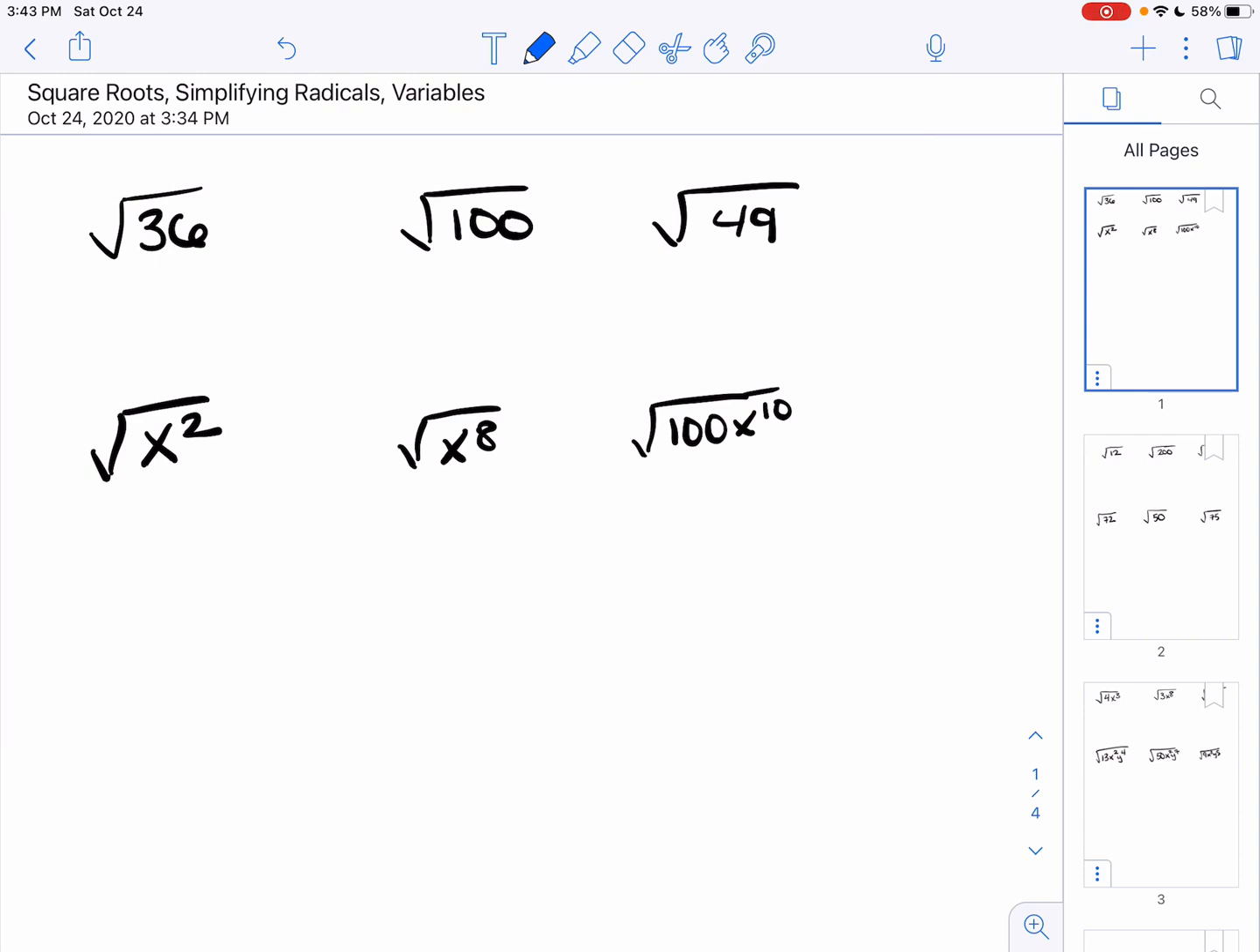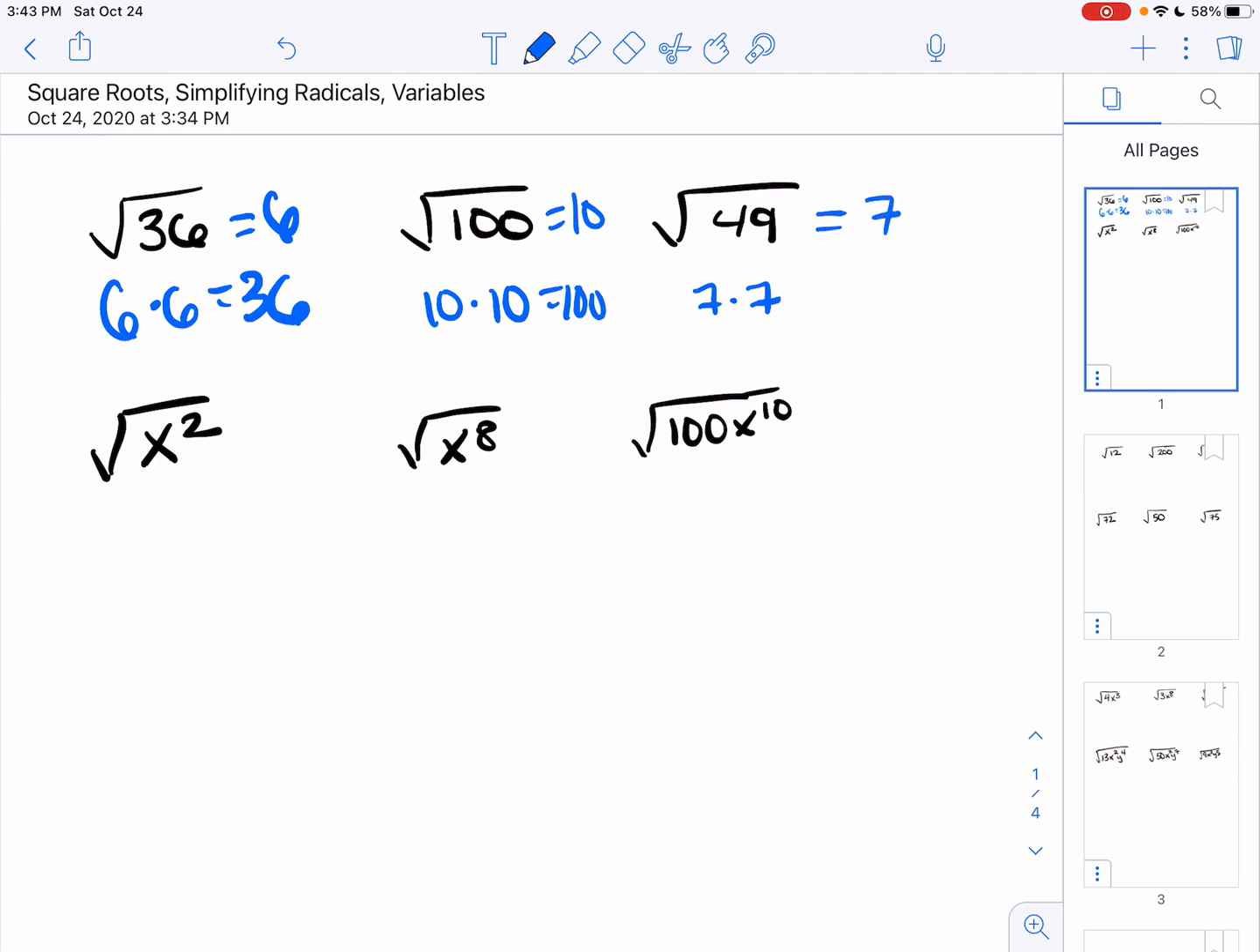Well, if I have the square root of 36, I need two numbers that are the same that are multiplied together that get me to 36. So, 6 times 6 is 36. So the square root of 36 is 6. Same thing for 100. Two numbers that are the same that multiply to get to 100. 10 times 10. So the square root of 100 is 10. For 49, 7 times 7 is 49. So the square root of 49 is 7.